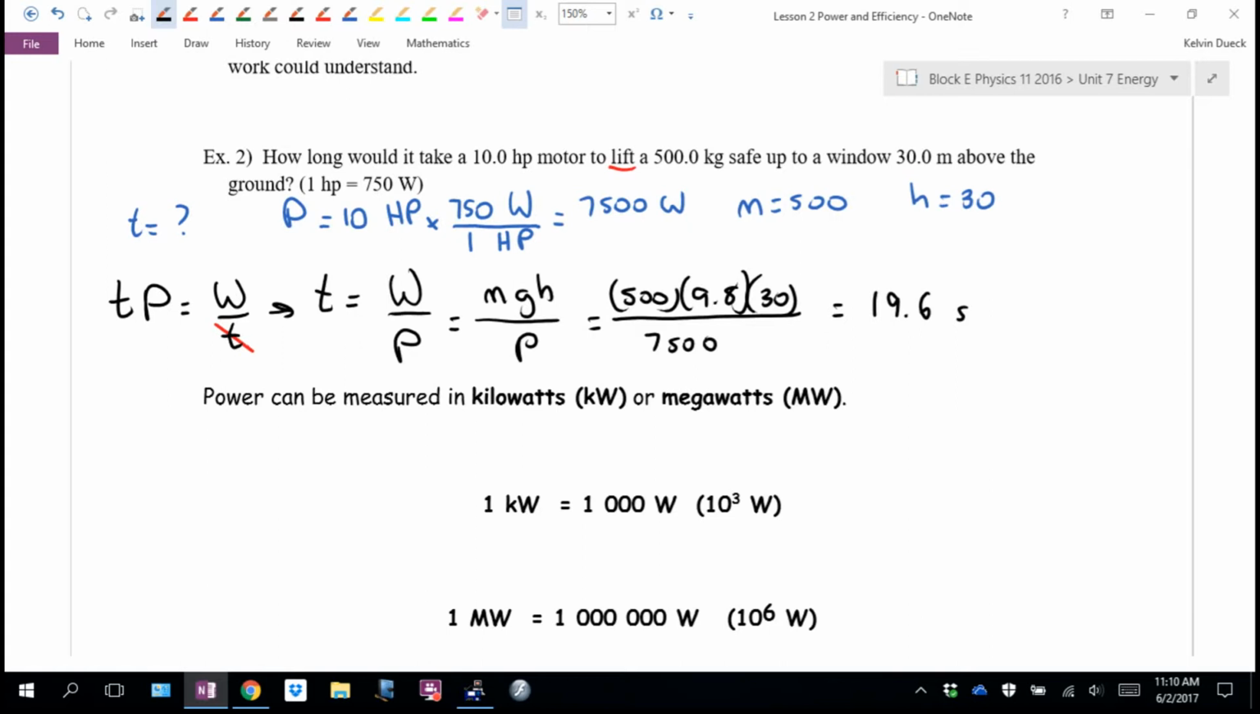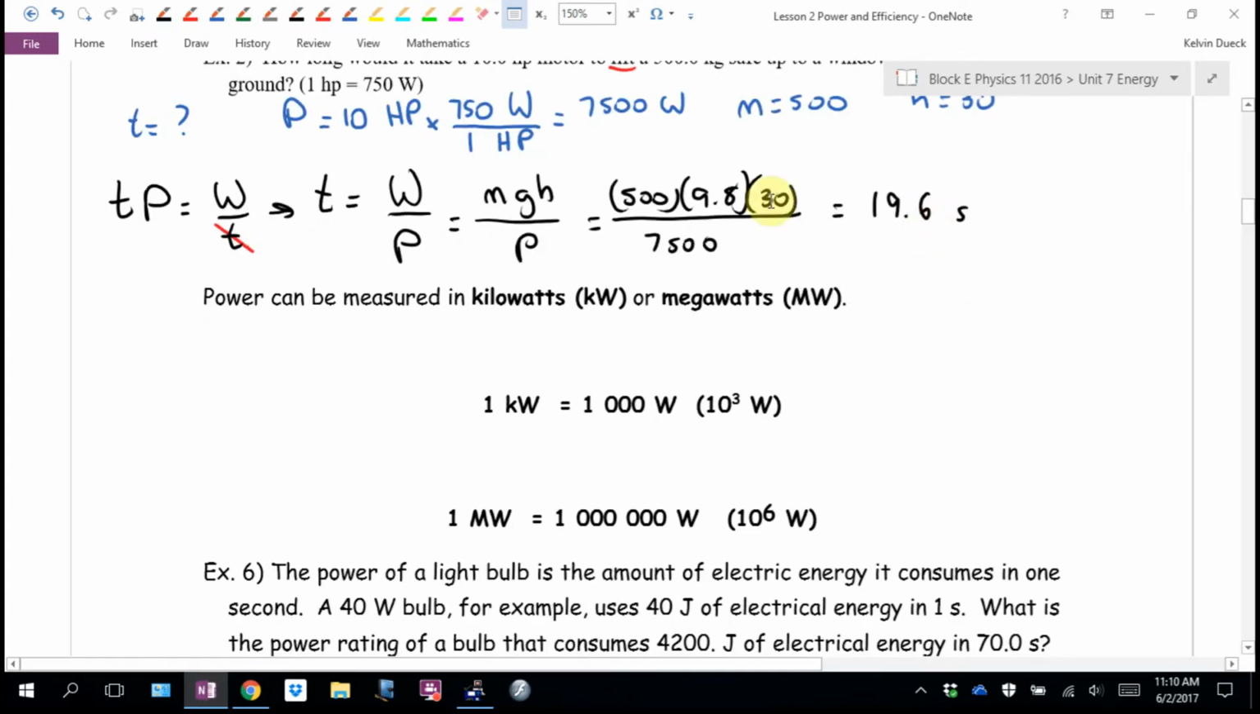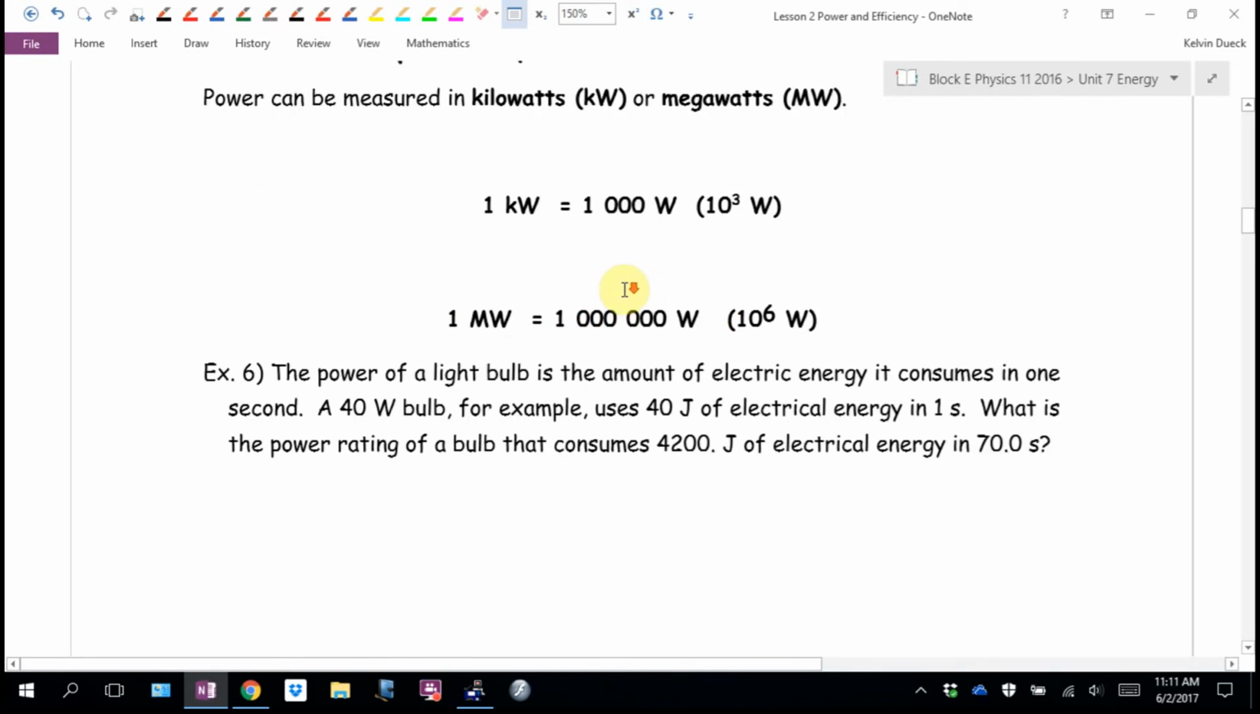That's how much work you can do per second. That's how many joules of energy you can exert per second. Power is also measured in kilowatts. If you get your hydro bill, once you've moved out on your own, you'll find it is in kilowatt hours. That's how much energy you use, because a watt's pretty small. It's also measured in megawatts. They typically talk about hydroelectric dams producing megawatts of power. So 1 kilowatt is 1,000 watts, 1 megawatt is 1,000,000 watts.